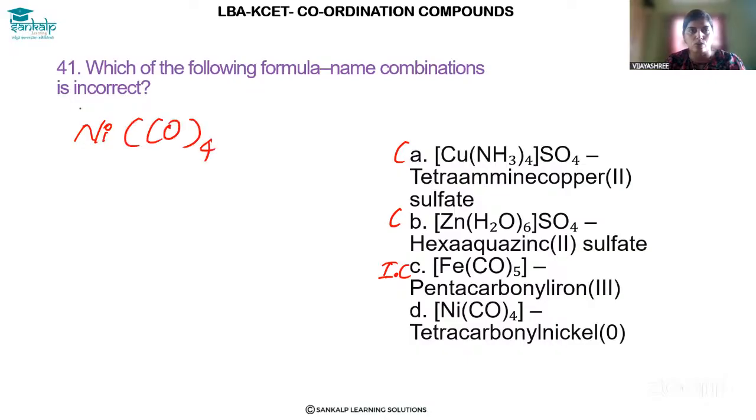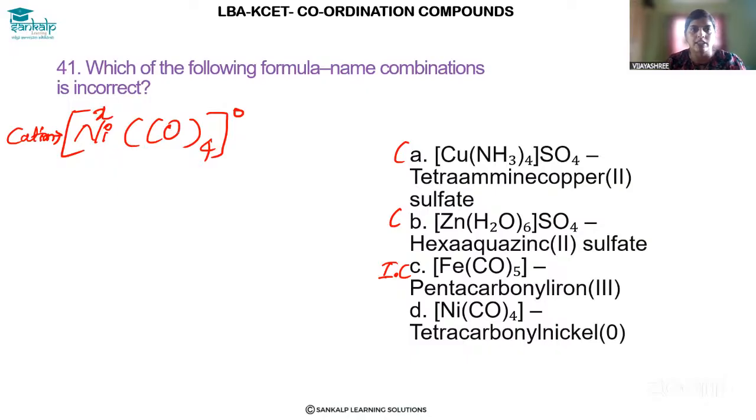Ni(CO)4. Again, here which is the cation? The complex cation with oxidation state 0. This is the cation. Nickel is the central metal atom.